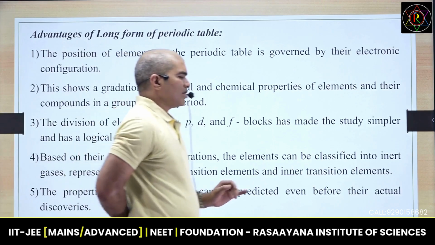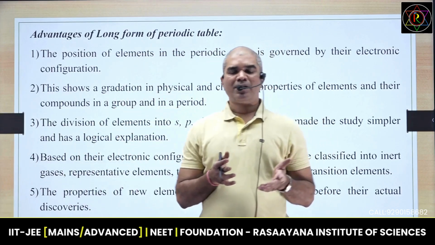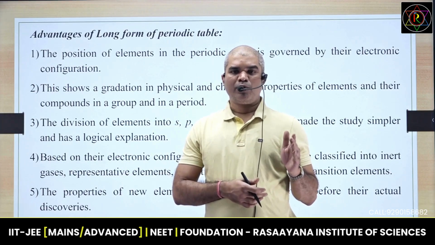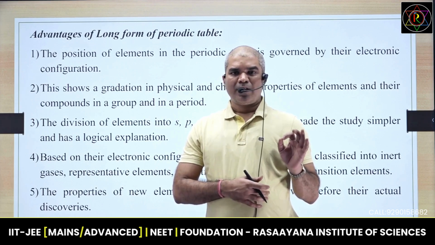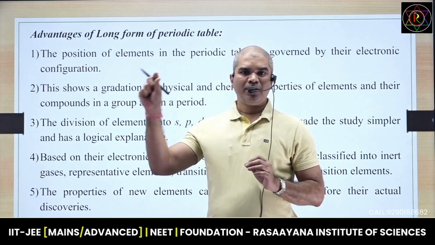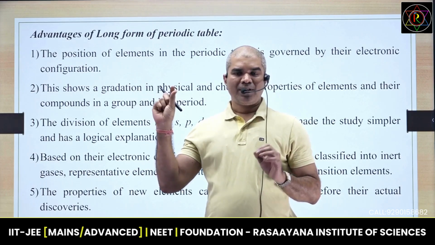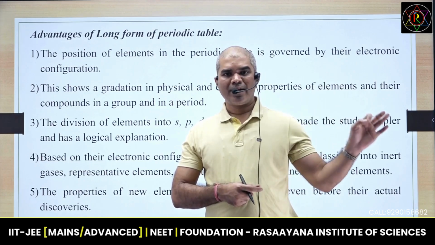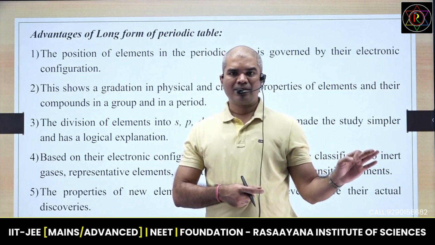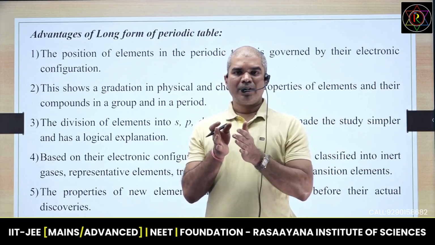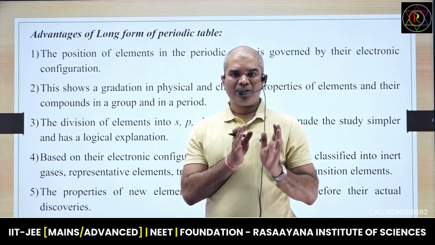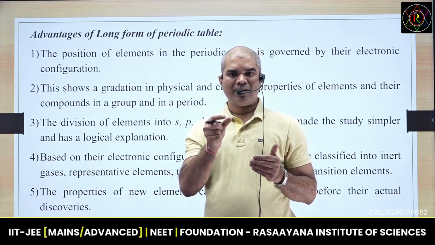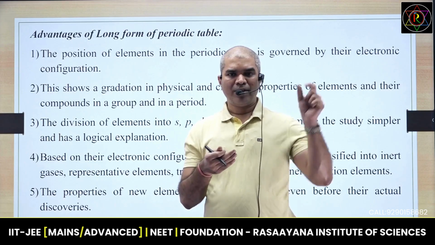And one more point is, suppose a new element has been discovered, and its valence shell electronic configuration is ns1. If the valence shell is ns1, I directly put it into 1A group or first group. If the valence shell electronic configuration is ns2 np6, I directly take it and put it into inert gases or noble gases. So by knowing their valence shell electron configuration, I can directly place whatever new element we discover into a particular group.